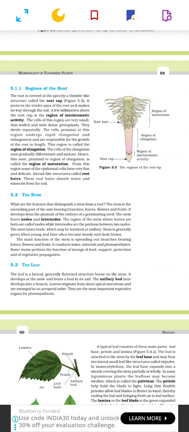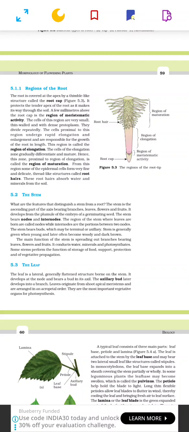The main function of the stem is spreading out branches bearing leaves, flowers, and fruits. It conducts water, minerals, and photosynthates. Some stems perform the function of storage of food, support, protection, and of vegetative propagation.